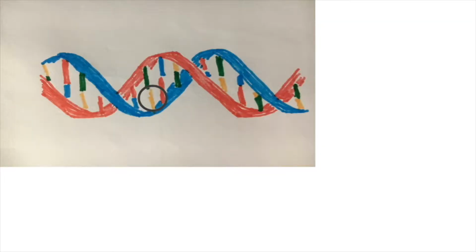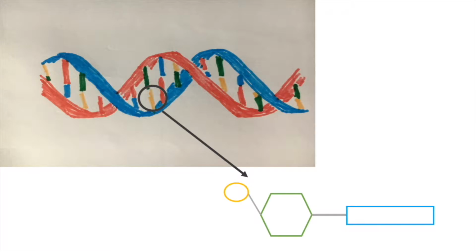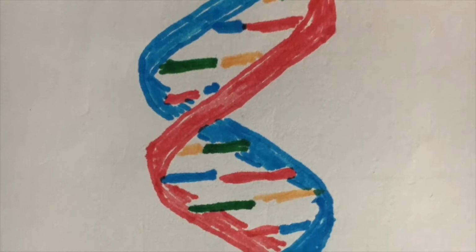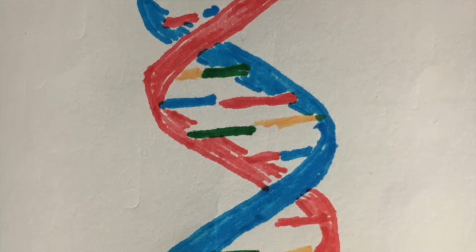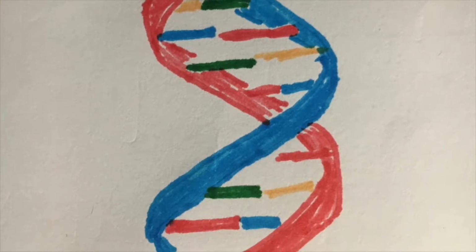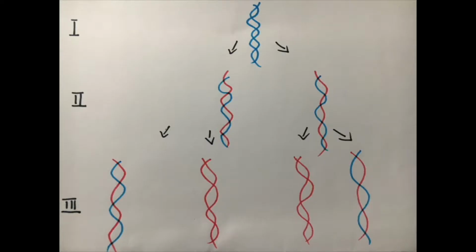Every single unit of DNA is a nucleotide, which consists of one deoxyribose, a kind of sugar, bonded with a phosphate group and a nitrogenous base, opposite to the phosphate group. The model of DNA was first constructed by Watson and Crick in 1953. Okay, let's look at the DNA replication process.